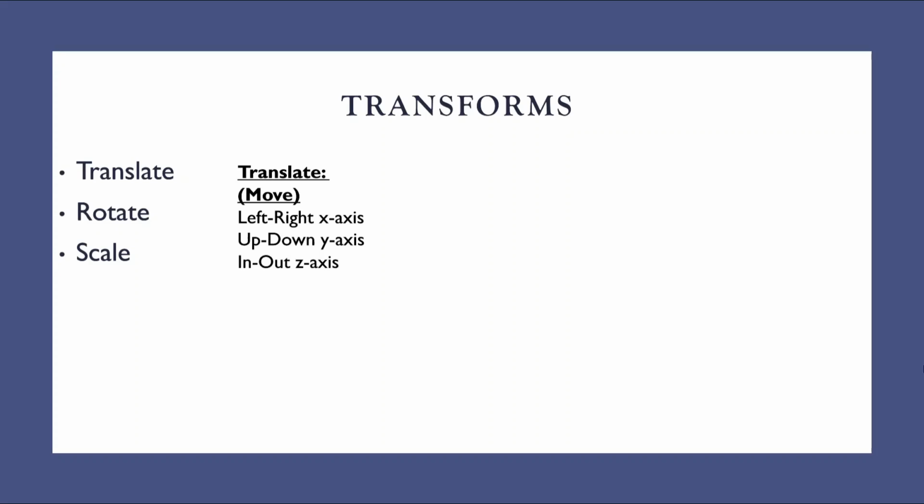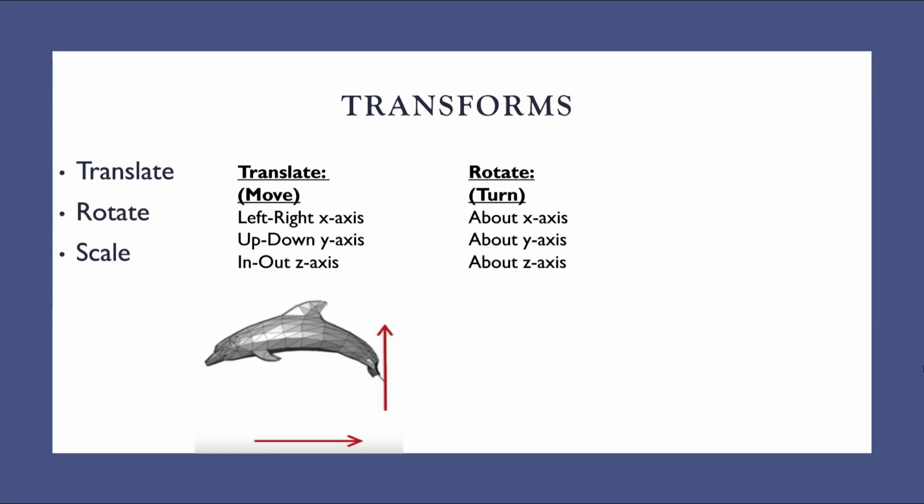Translate is nothing but you are going to move the object from one position to the other position. You already learned position is nothing but a point with x, y, z values. Now you want to move the object from one xyz value to the other xyz value, and that is called translate. You can translate from left to right, which is x-axis wise, up and down, which is y-axis wise, or in and out, which is z-axis wise. You can see the diagram here. This is a 3D object, which can be moved up and down, left and right, and in and out.